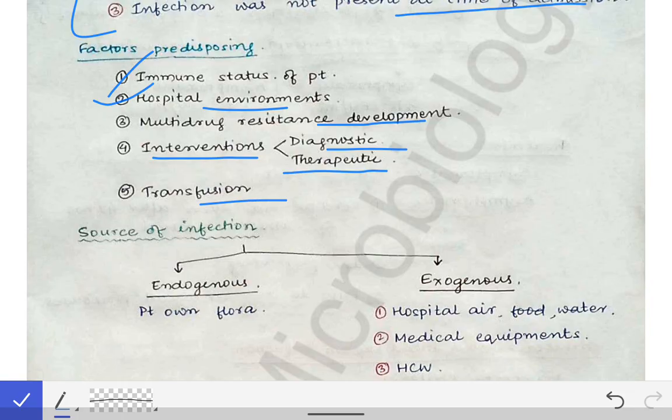If some IV fluids or blood products are not screened properly, that may also lead to infections, the blood-borne infections. And some IV fluids may also lead to different types of infections if IV fluids are not sterilized before supply to the hospitals. So these are all the predisposing factors which may predispose to hospital acquired infection.